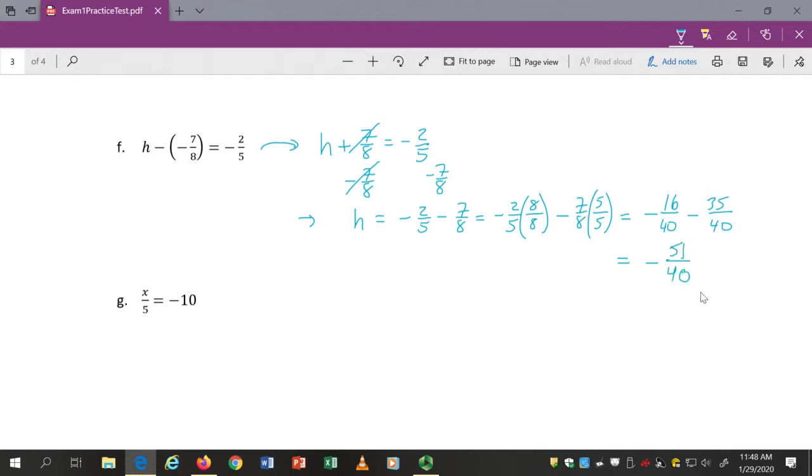51/40. And that's perfectly fine. If I don't ask for a mixed number on an exam, an improper fraction is a perfectly reasonable answer. I would take that as the right answer. You could convert it into a mixed number if you wanted, because 40 goes into 51 one time with 11 left over. So it could also be negative 1 and 11/40. Okay. Questions on that one?